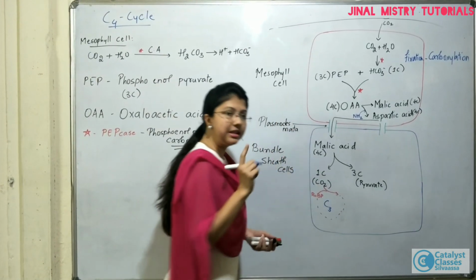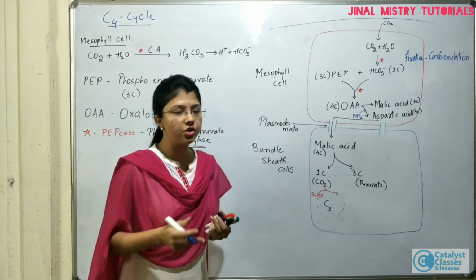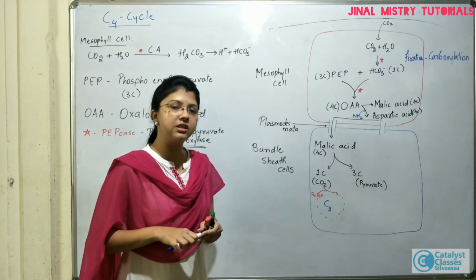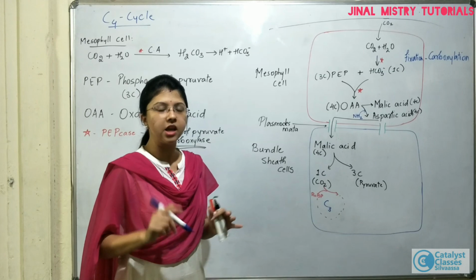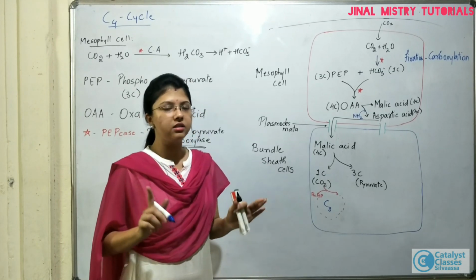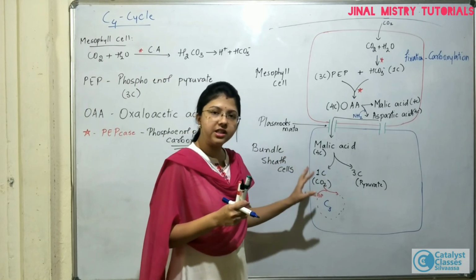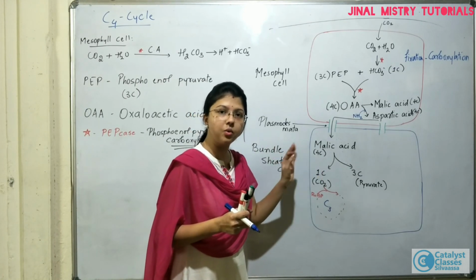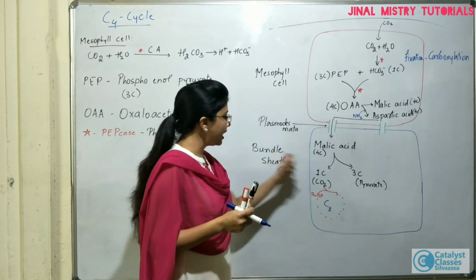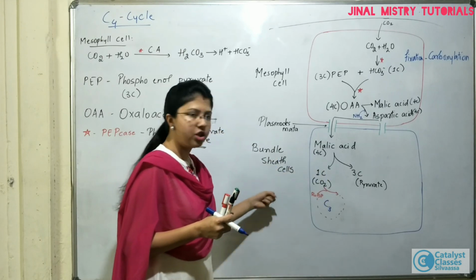So basically, whether you consider C3 plants or C4 plants, the Calvin cycle or the C3 cycle is going to take place. Only the site where the cycle takes place is different. In C3 plants, the Calvin cycle takes place in the mesophyll cells, whereas in C4 plants, the Calvin cycle takes place in the bundle sheath cell.